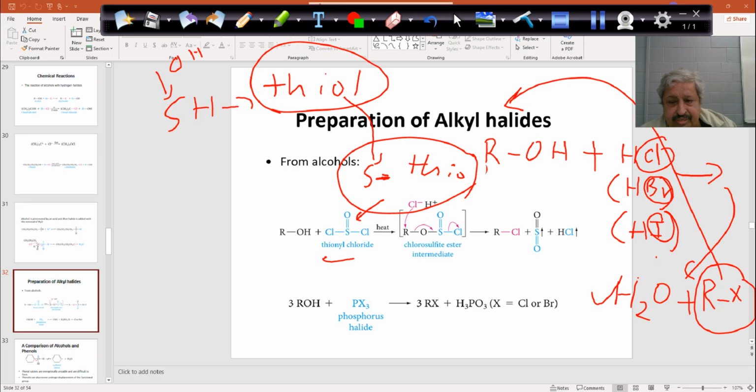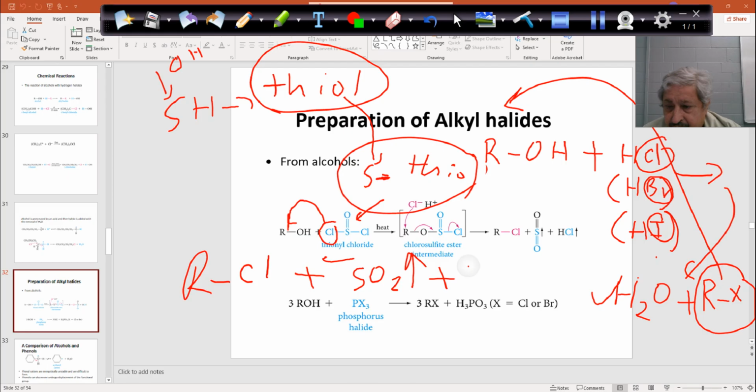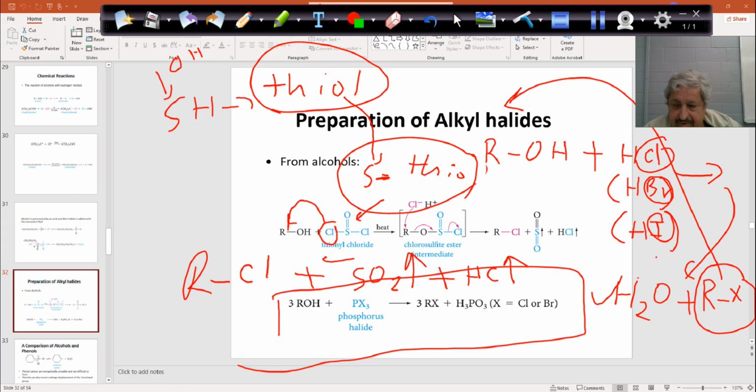And then we have to get this one here. The chloride will come and attack it. You get RCl plus SO2 gas plus HCl gas. Okay, so that's that type of reaction, and you need the heat. And here is another type of reaction.